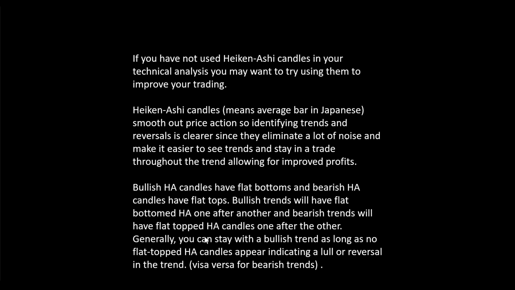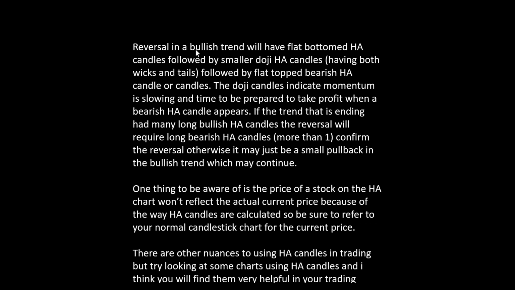All right. Generally, you can stay with a bullish trend as long as no flat top Heiken-Ashi candles appear, indicating a lull or reversal in the trend. We'll look at some of those. Again, a reversal in a bullish trend. This is what we're trying to identify here. A reversal in a bullish trend will have a flat bottom Heiken-Ashi candle, followed by smaller doji Heiken-Ashi candles, followed by a flat top bearish Heiken-Ashi candle. So that would be a bullish candle, then basically a compression, and then a bearish candle. All right. Again, the doji candles indicate momentum is slowing, and we know this from regular candles, and that would tell you to start to take profits.